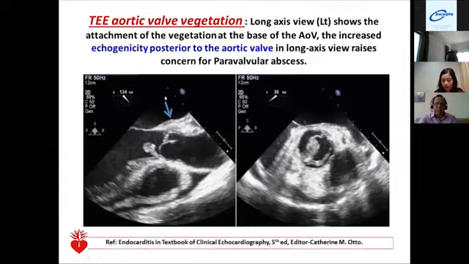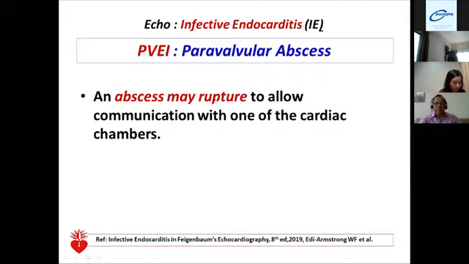And this is the transesophageal echo. This is the LA. This is the anterior mitral leaflet. This is the non-coronary cusp of the aortic valve. This is the mitral aortic intervalvular fibrosa area. This is thickened. This is the posterior wall of the LA. It is thickened. You can see some are echodense, echolucent, and thickening. And this is the attached vegetation. So this is the typical picture of the paravalvular abscess of the aortic valve. And this is the short axis looking for the vegetation. Now, an abscess may rupture to allow communication with one of the cardiac chambers.